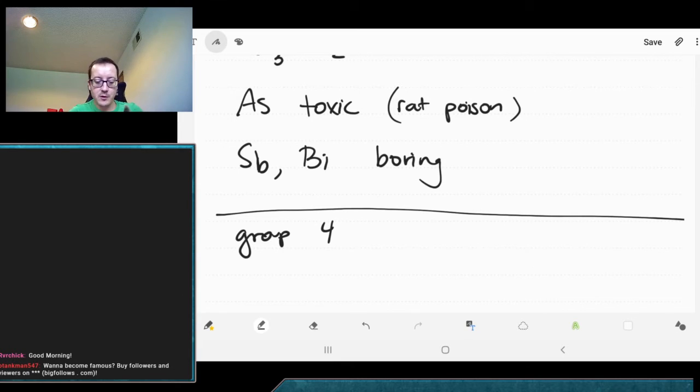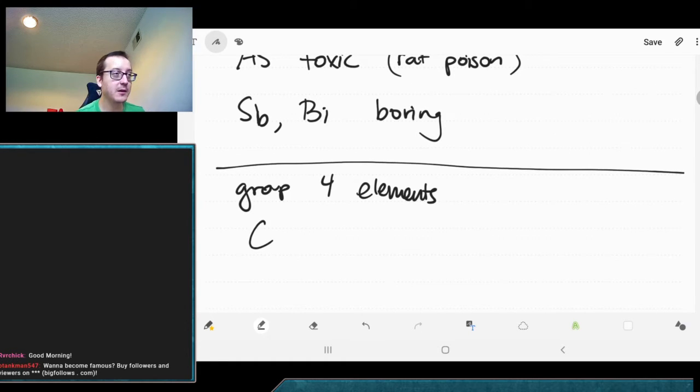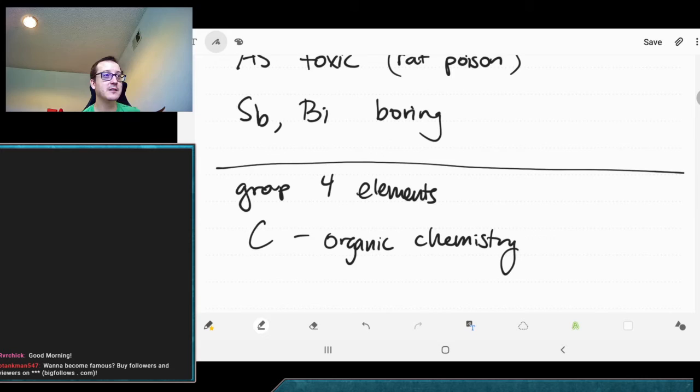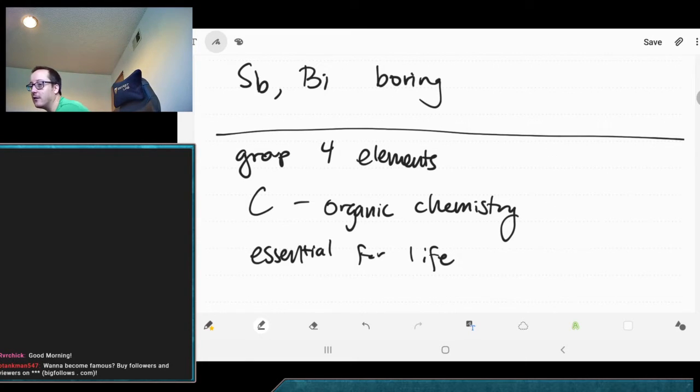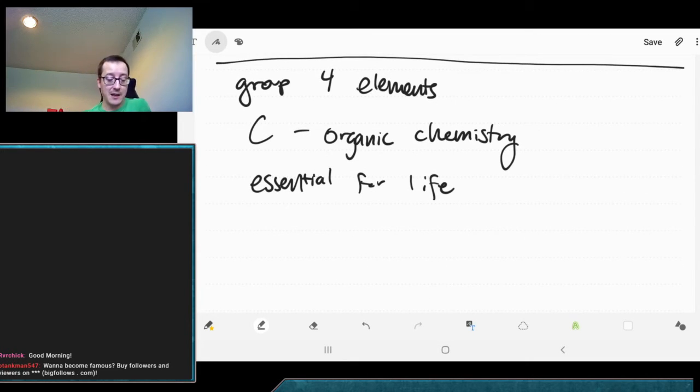Don't worry. Okay, group 4 elements. Of course, we have carbon. Carbon has its own division of chemistry, so we're not going to really talk too much about it here, but obviously it's essential for life. But if we're just looking at carbon by itself, we're going to see that it forms a couple of allotropes.